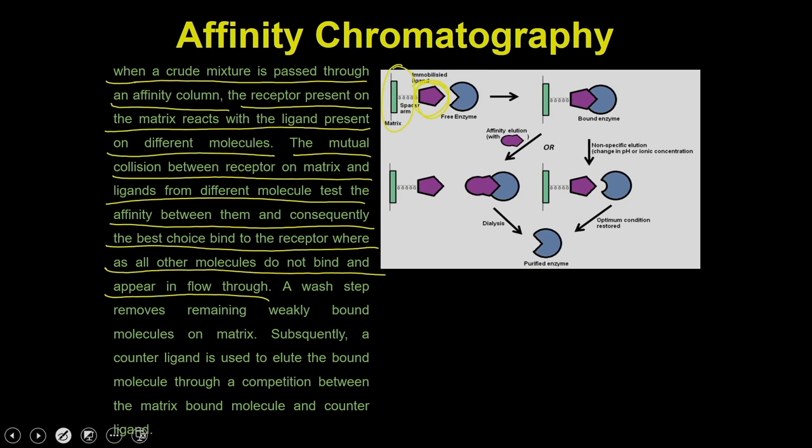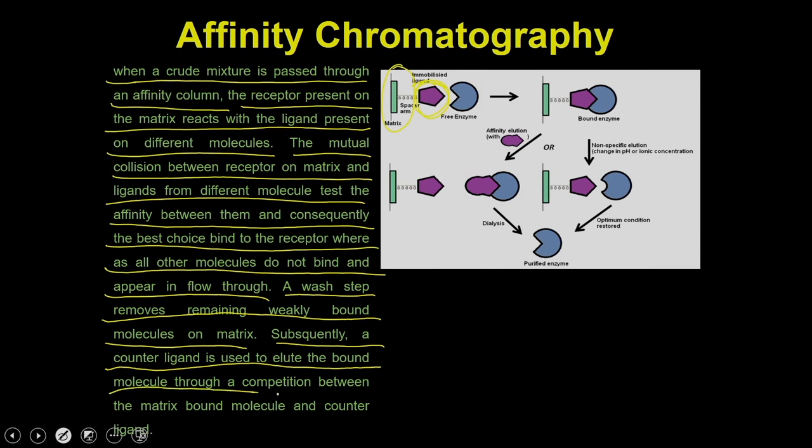Then you do a wash step, where you remove the remaining weakly bound molecules present on the matrix, and ultimately you put in the counter ligand, which is used to elute the bound molecule through a competition between the matrix-bound molecule and the counter ligand.